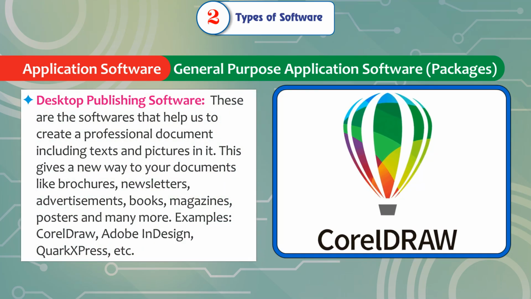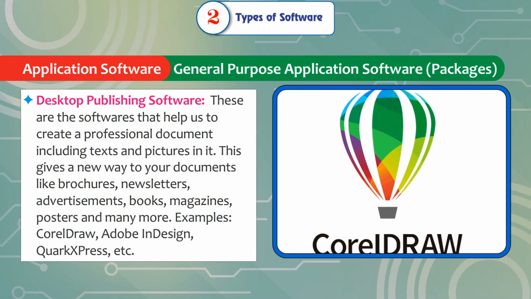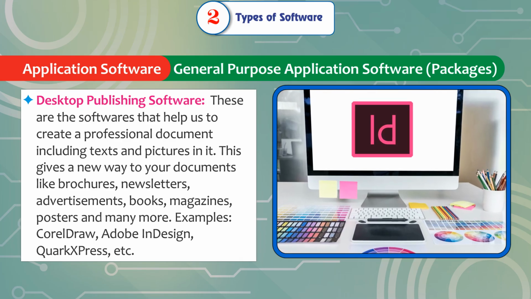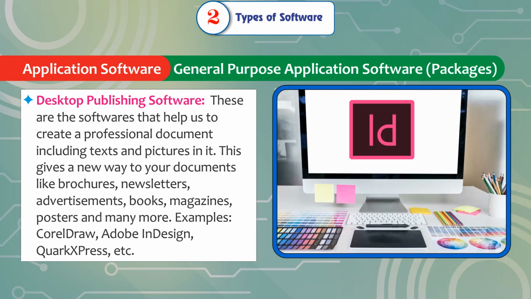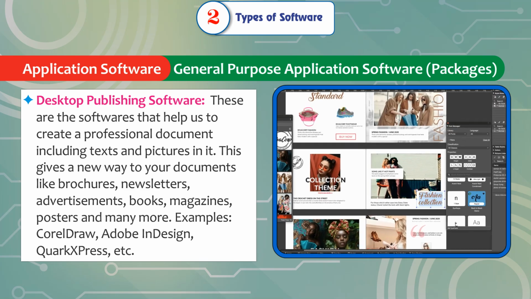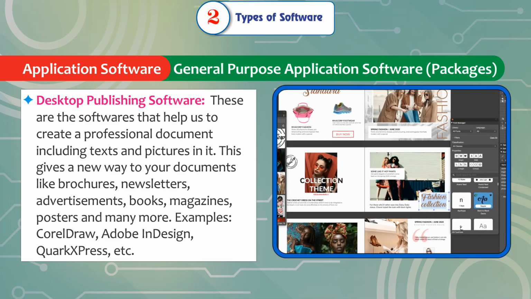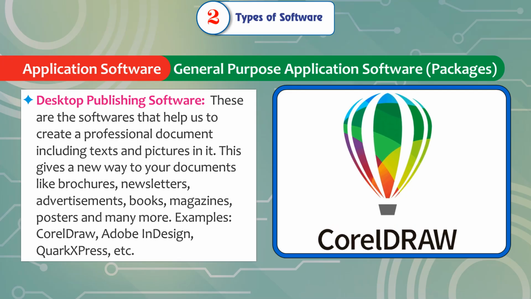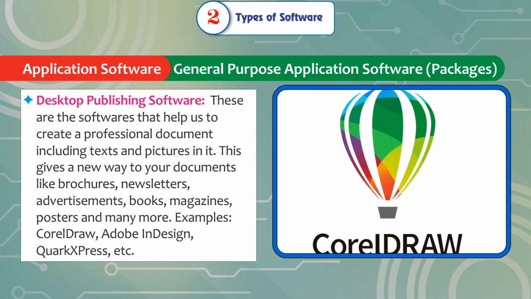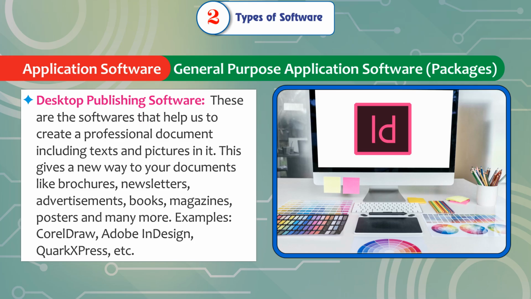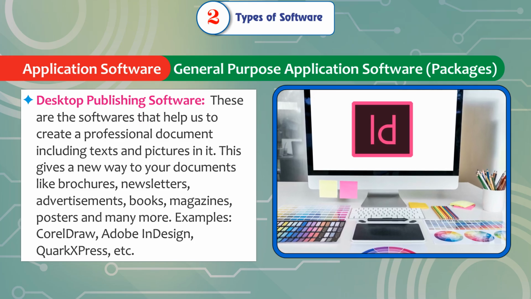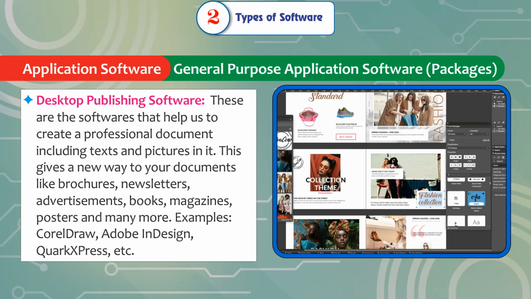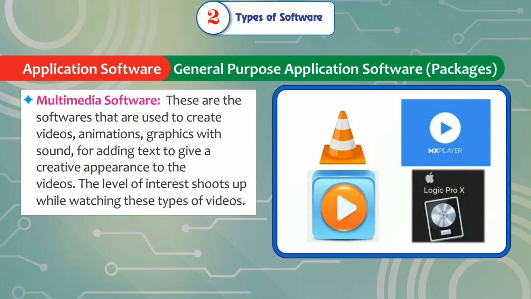Desktop publishing software. These are the softwares that help us to create a professional document including texts and pictures in it. This gives a new way to your documents like brochures, newsletters, advertisements, books, magazines, posters, and many more. Examples: CorelDRAW, Adobe InDesign, Quark Express, etc.